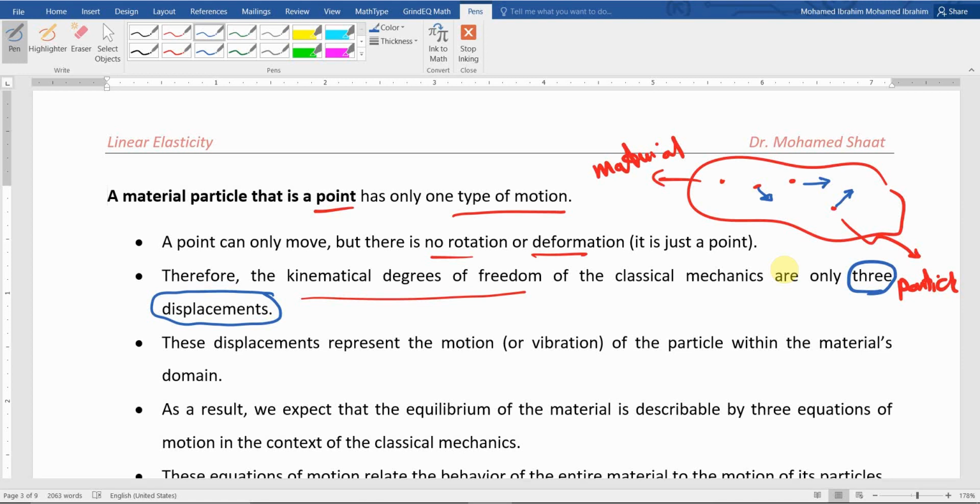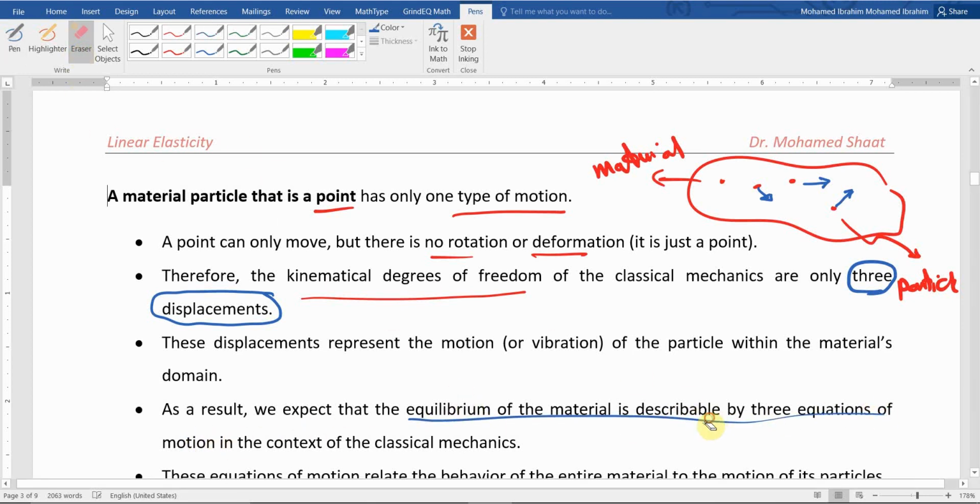So the behavior of the material itself depends in fact on how these particles, which are the representatives of the main building unit of the material, are moving or vibrating inside the material microstructure. Make sense? So in general, this displacement represents the motion or the vibration of the particle within the material microstructure. These are the 3 degrees of freedom. As a result, we expect that the equilibrium of the material is described by 3 equations of motion in the context of classical mechanics.